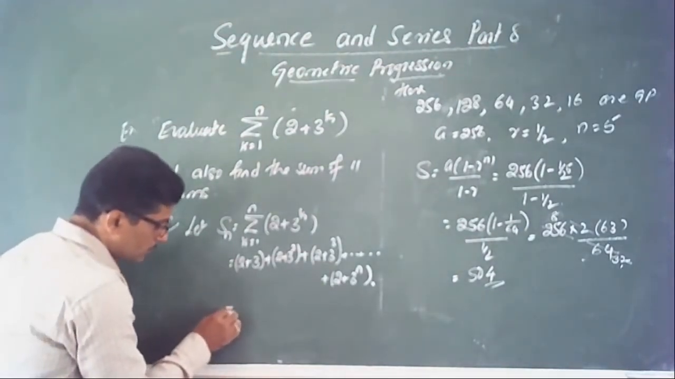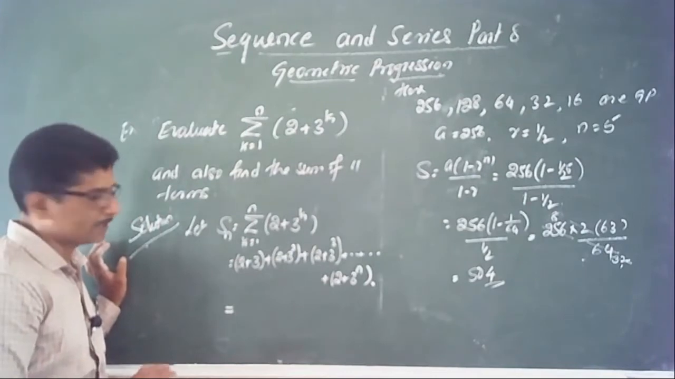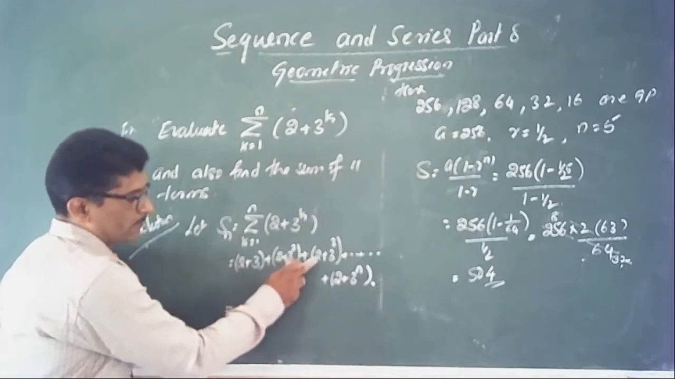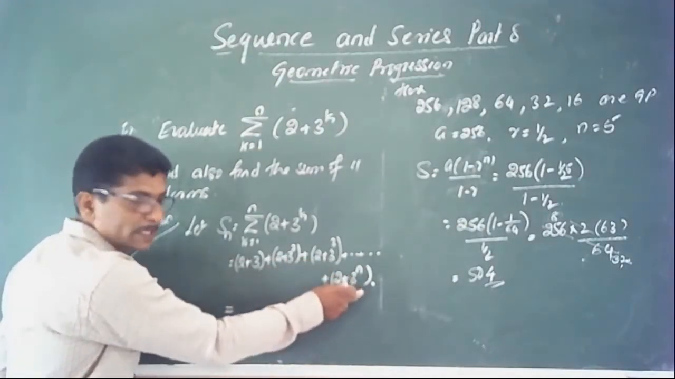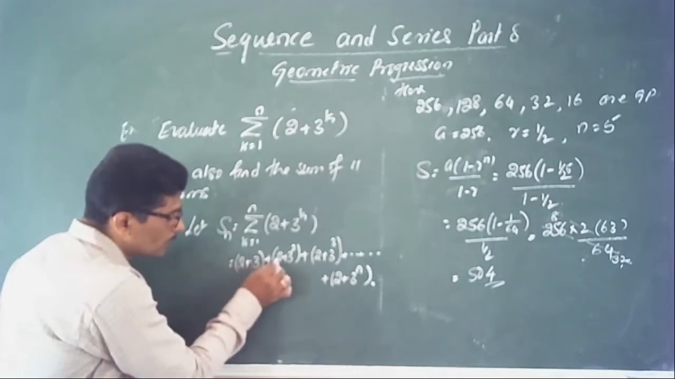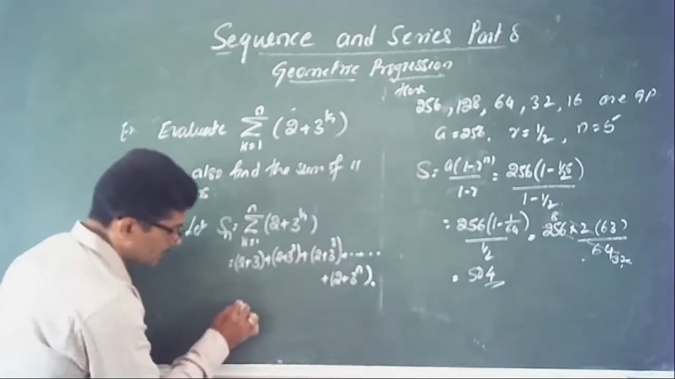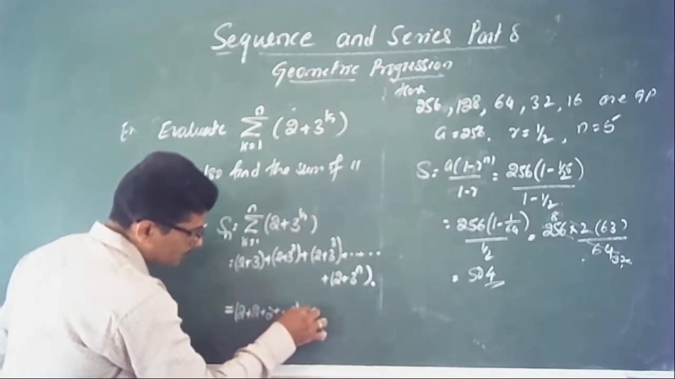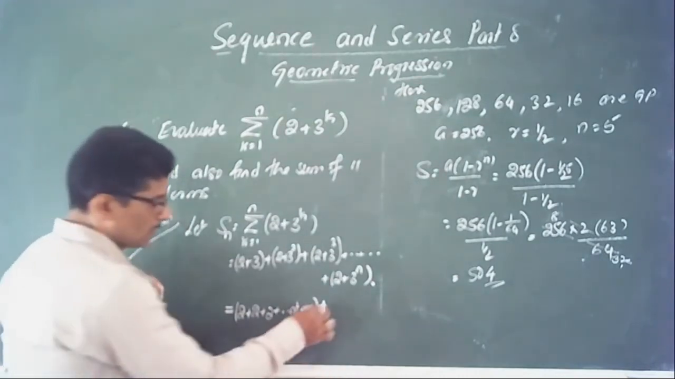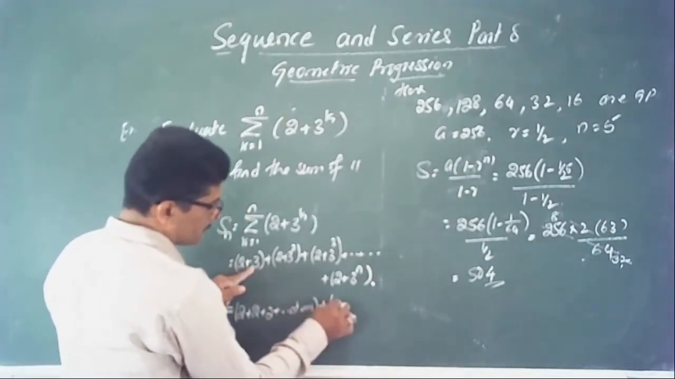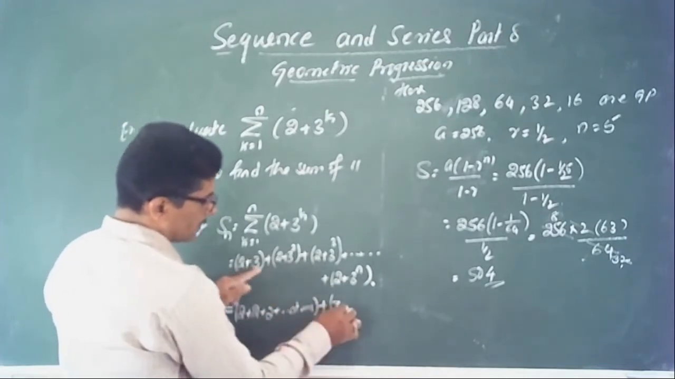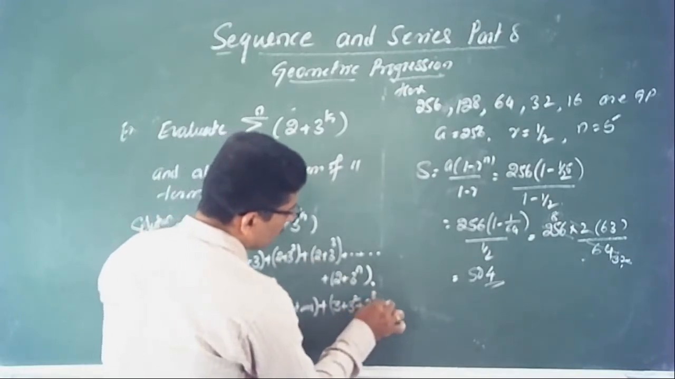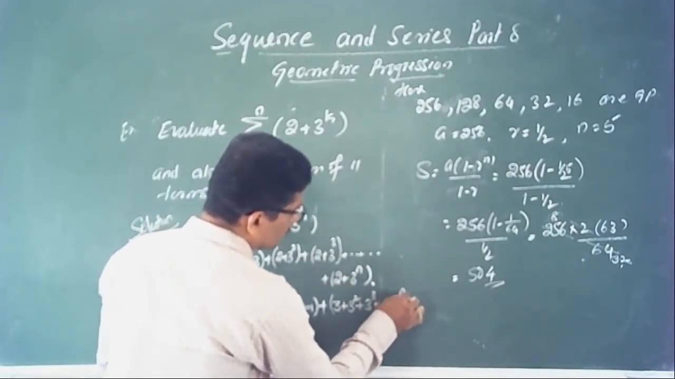Here we have to write this separately. First identify that each term contains 2 terms: 2 plus 3, 2 plus 3 square, 2 plus 3 cube. The last term is also 2 plus 3 raised to n. In each term you get 2 plus 2 plus 2. How many times? N times. You are adding 2 plus 2 plus 2 plus, how many times? N times. Plus the second term in each term. In the first term the second term is 3, in the second term it is 3 square, in the third term it is 3 cube. In the last term, what is the second term? 3 raised to n.